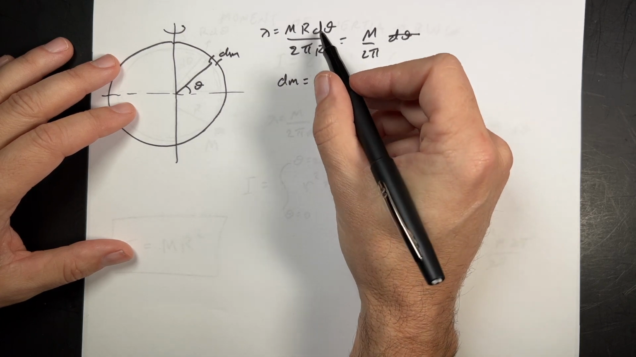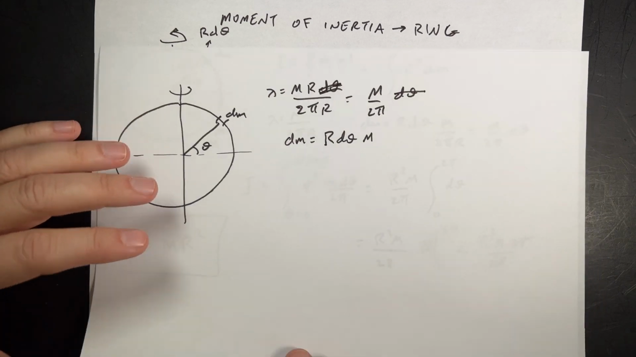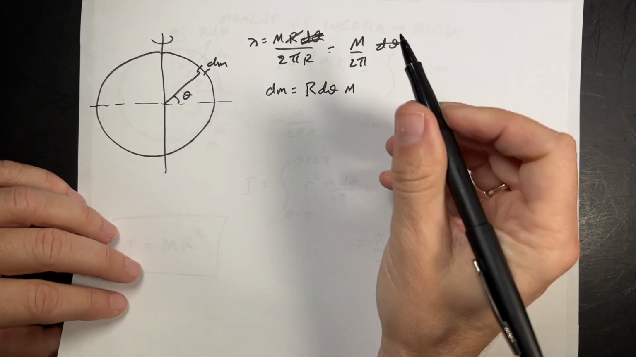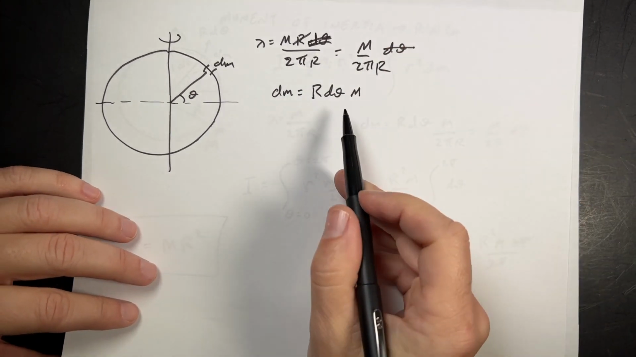That's wrong. What? It's just m over 2 pi r. Yeah. I really lost it there. I was just excited about this problem. I got ahead of myself.